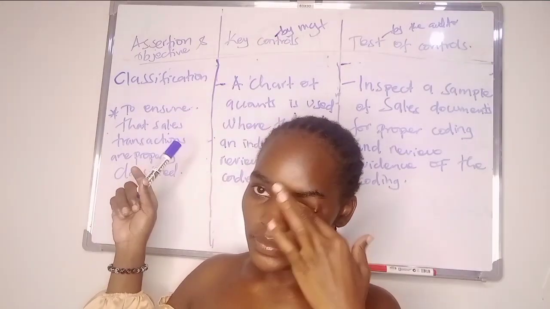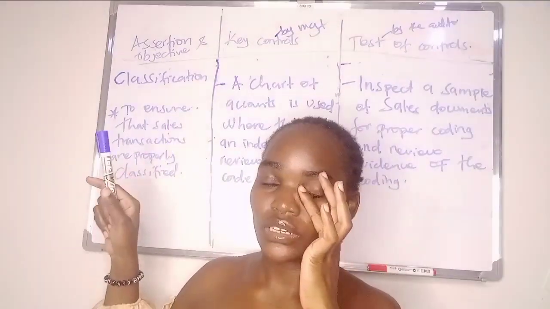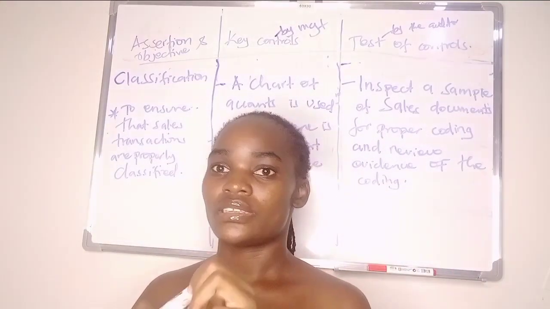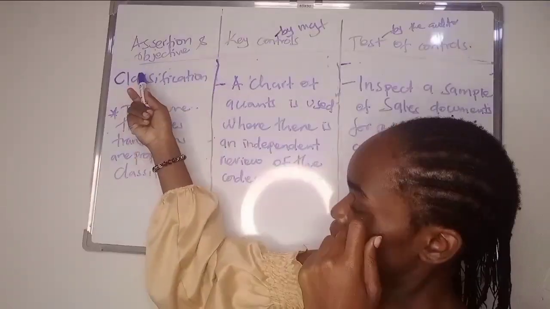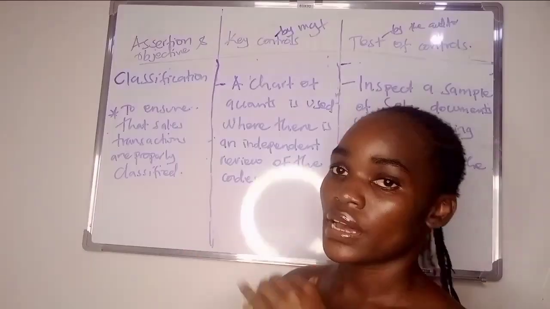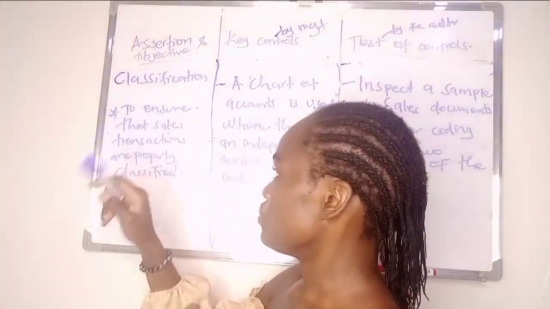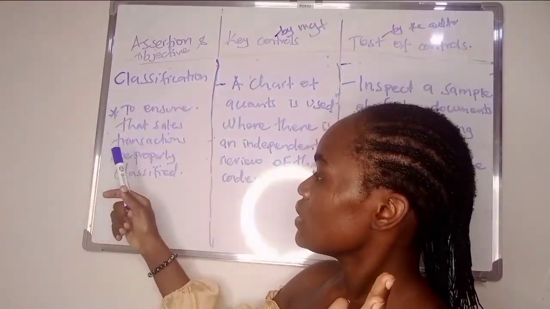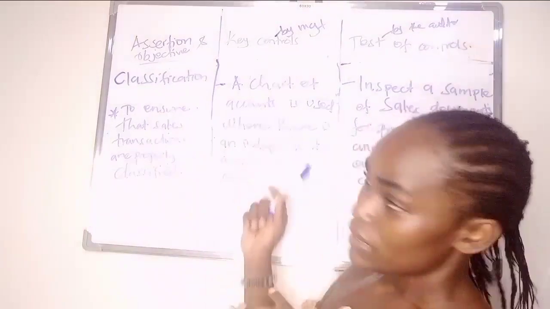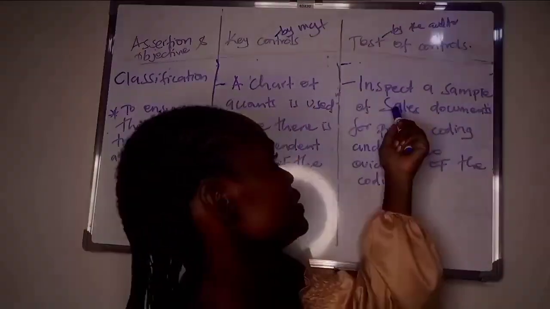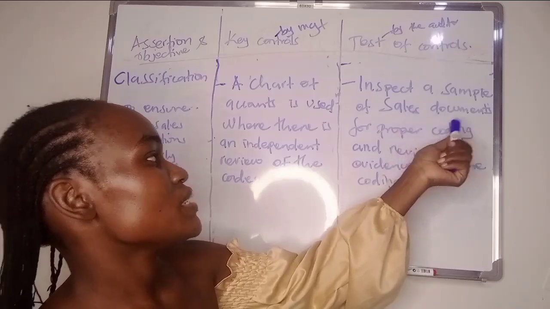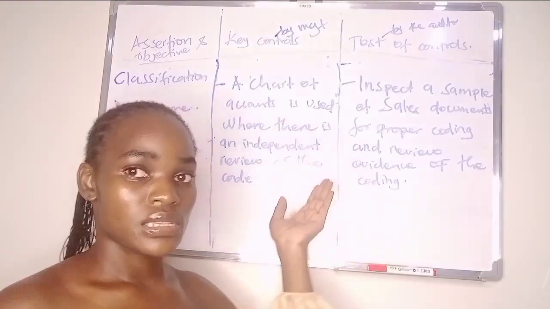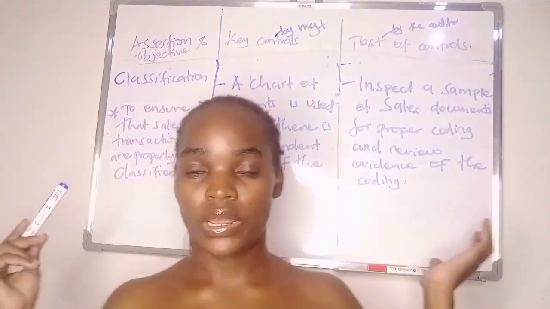So for this control, classification, these are the answers that are going to cut across everywhere. In case we go to purchases, when we reach this assertion of classification, here it will be to ensure that purchases transactions are properly classified. Then this will be the control, and here will be: select a sample of purchases documents for proper coding and review evidence of that coding. So this answer cuts across everywhere.